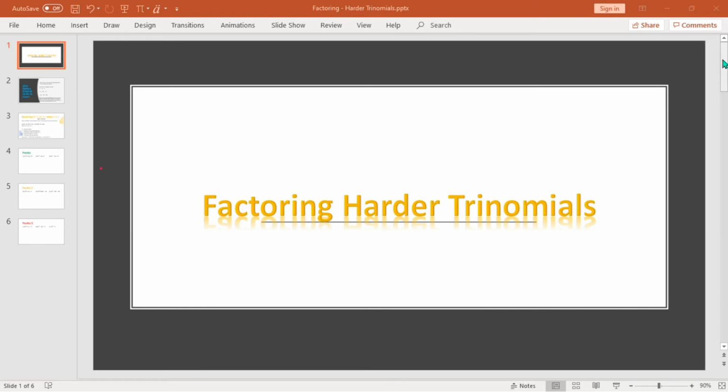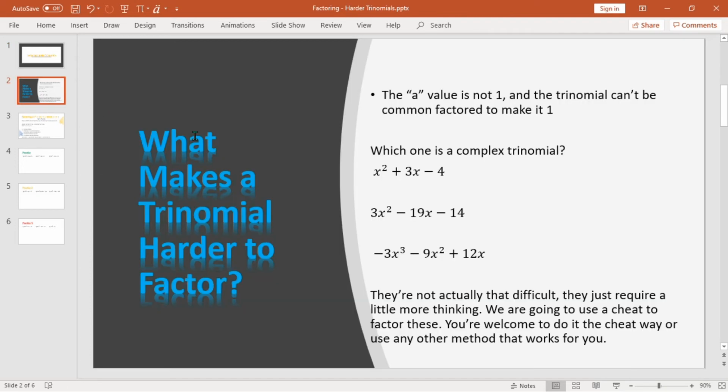Now that we've mastered factoring simple trinomials where a is equal to 1, let's move on to harder trinomials. So what makes a trinomial harder? Like I just said, the a value will not be equal to 1, and you cannot common factor it to make it 1. So my question here is, which one is a complex trinomial? And when I say complex, I mean hard, I mean difficult, I mean a not equal to 1.